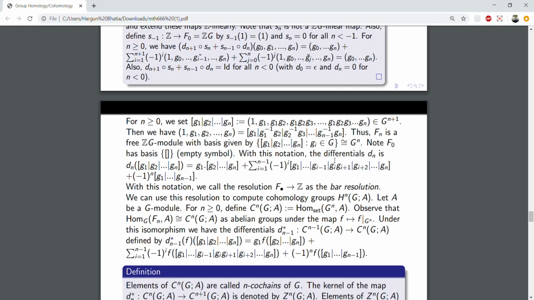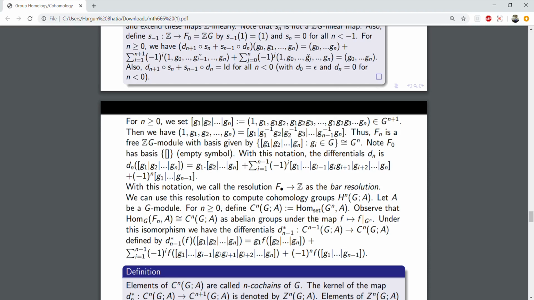Now under this notation, you can also see what happens with this differential. You can check that the differential of this symbol happens to be this. I mean, you can easily check. Because of the many bars in this notation, we call this resolution the bar resolution. Now let's try to use this resolution to compute some cohomology groups.